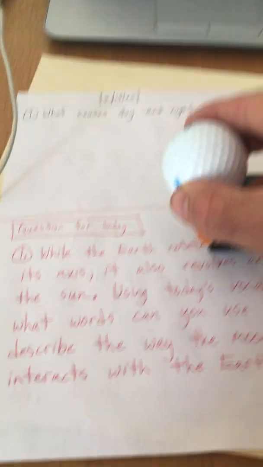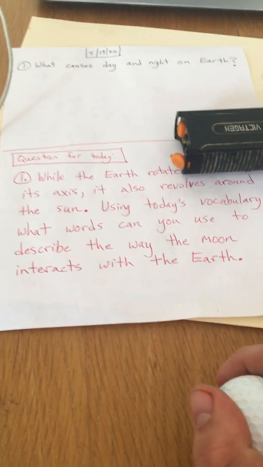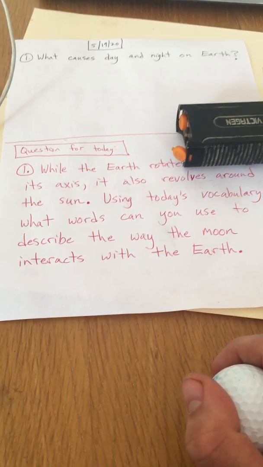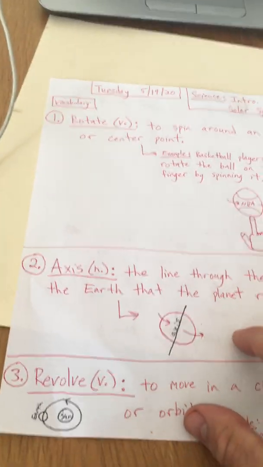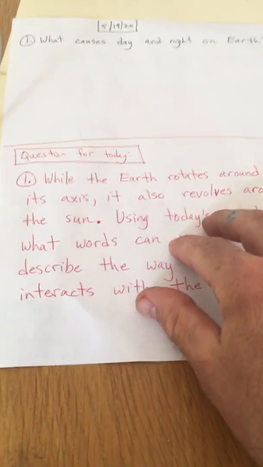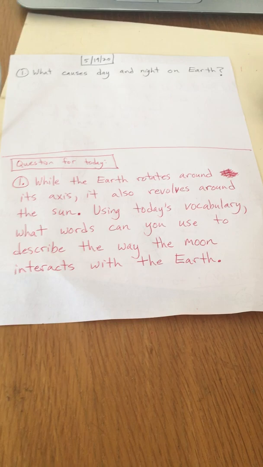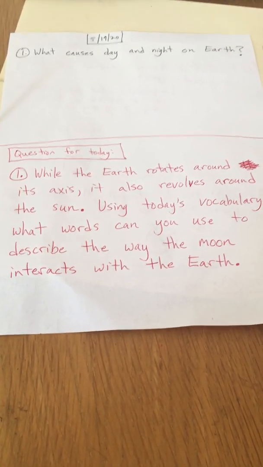Okay, using today's vocabulary, what words can you use to describe the way the moon interacts with the Earth? So thinking about these words, thinking about the word rotate, axis, revolve, I want you to think, using those words, what words can you use to describe the way the moon interacts with the Earth?